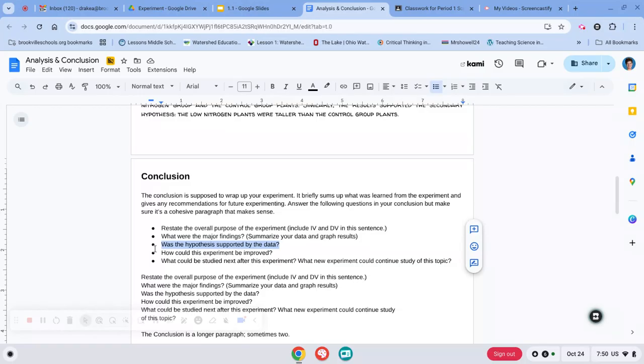Was your hypothesis supported? Don't tell me yes or no and hit a period. You can say, yes, my hypothesis of blank, blank, blank, blank, blank was supported. Or no, my hypothesis that stated blank, blank, blank, blank, blank was not supported. You do need to somehow restate your hypothesis. Tell me, was it supported or not?